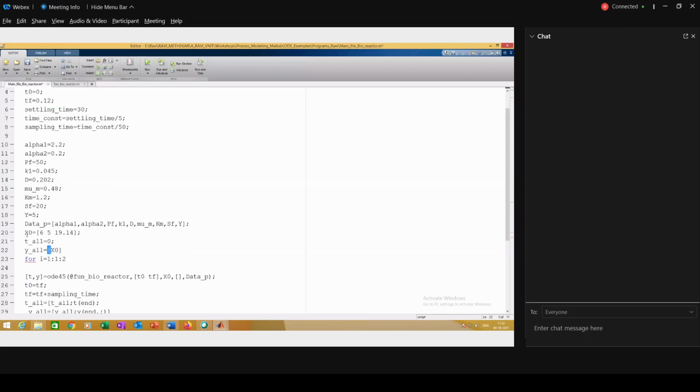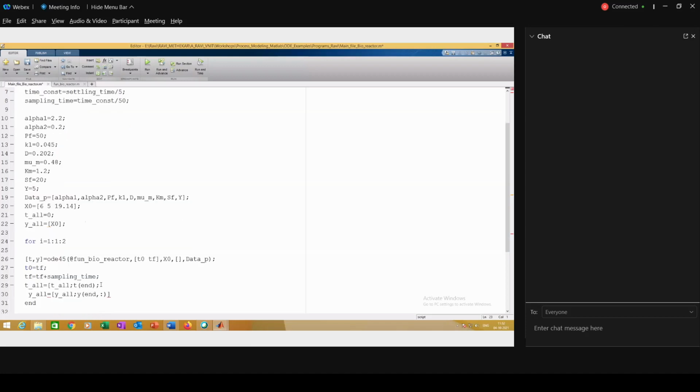Is this clear? Because I'm starting at a time t is equal to 0, and at t is equal to 0, all my state variables have the value x0 in this code, the initial value. So that's what I saved. And after that, in every iteration, I'm saving the last values. I'm not saving the first values. Okay. So let's see, does it work the way we want it?